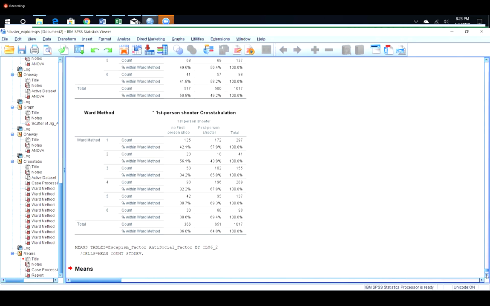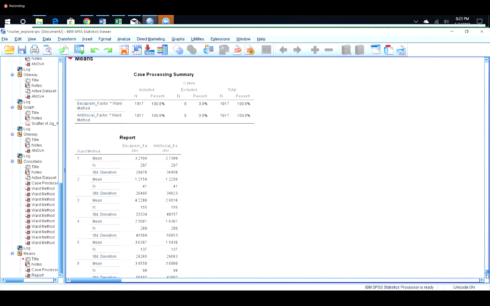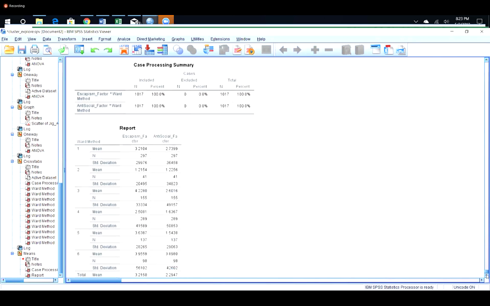Now let me go back and remind myself what clusters 5 and 6 were profiled with respect to the variables I used to cluster. So the mean escapism. Again, a simple example. You'll have 7 or 6 variables you use to cluster, but here, if I look at the average scores for the 2 variables I used to determine the clustering, 3.9, 3.9 or so. So cluster 6 is high on both escapism and antisocial. Cluster 5 is high on escapism, but low on antisocial.